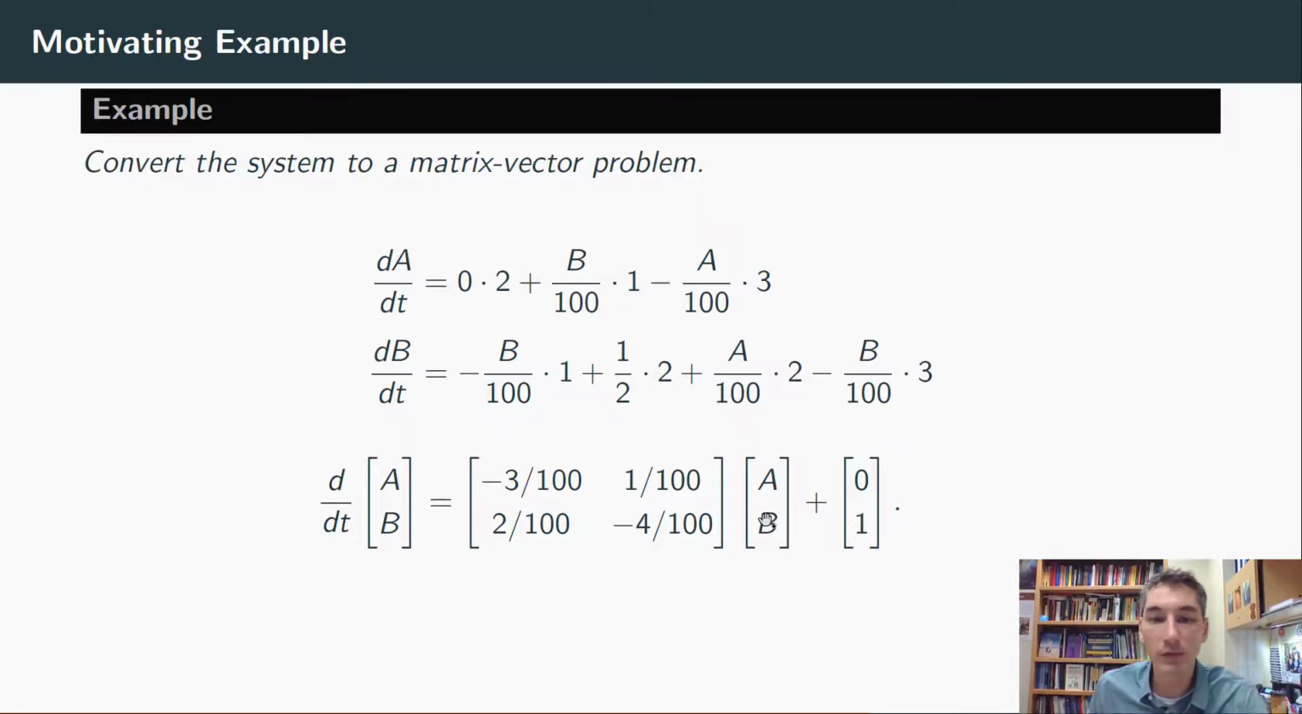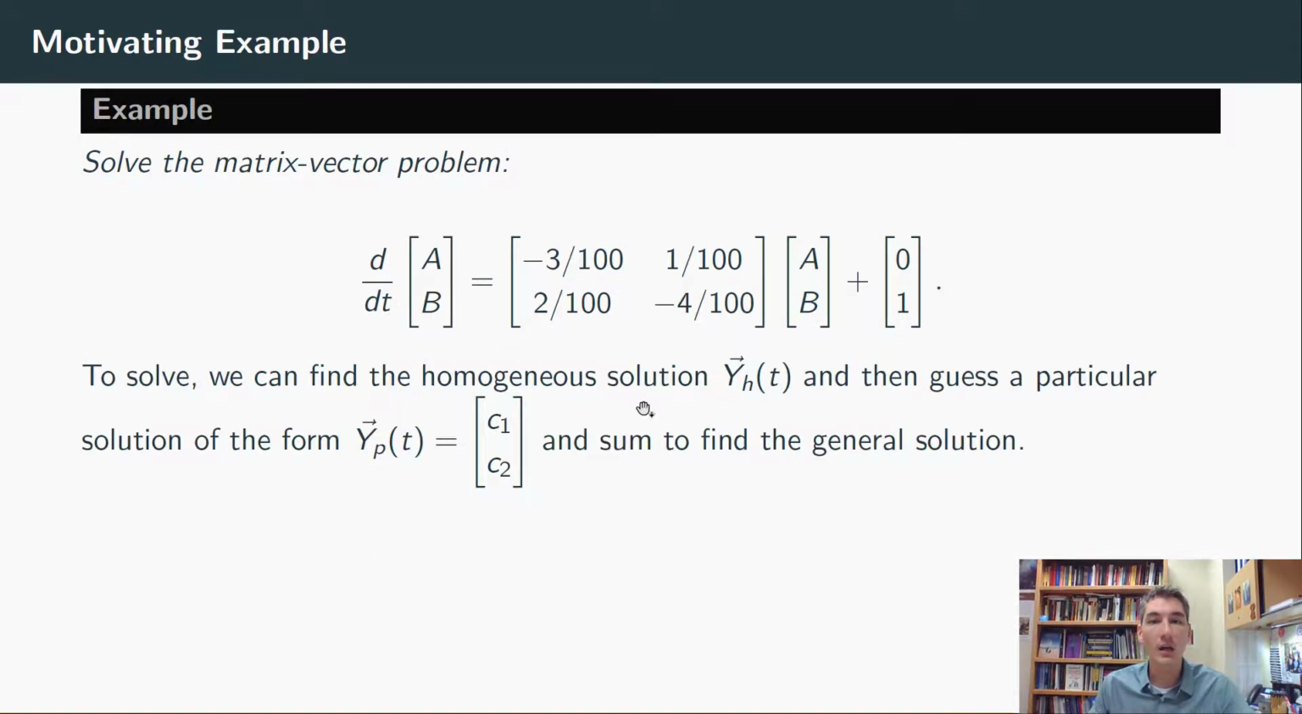And then, of course, the way you would solve this is you would ignore the forcing term, solve the homogeneous problem using the method of eigenvectors and eigenvalues to generate the homogeneous solution. And then since this is a constant forcing term, we would guess a constant for A and B, and then just solve for what number A is and what number B is. So that's essentially what this says here: finding the homogeneous solution, guessing a particular solution of this form, and adding the two to find the general solution.